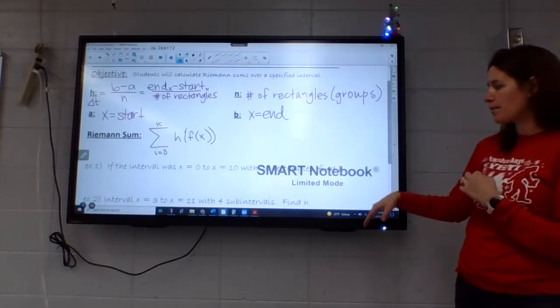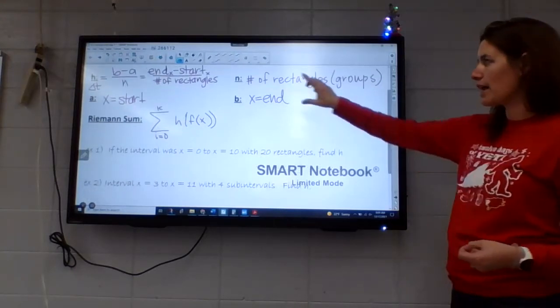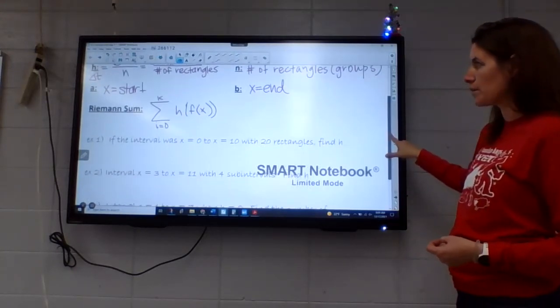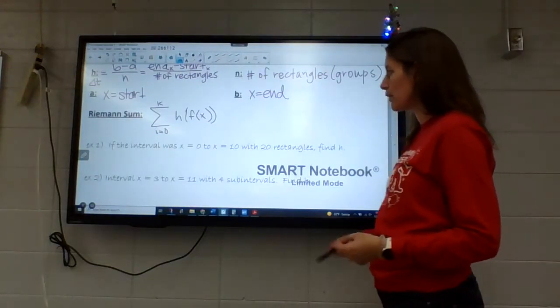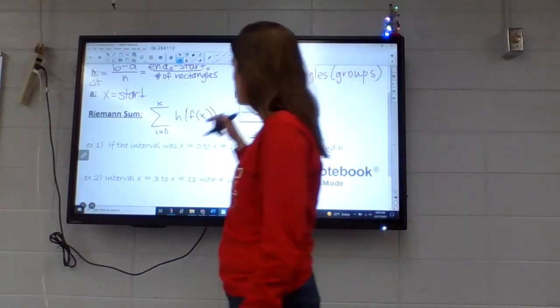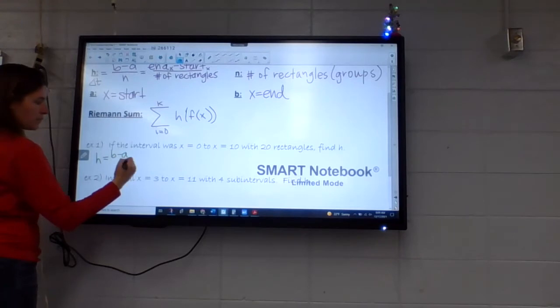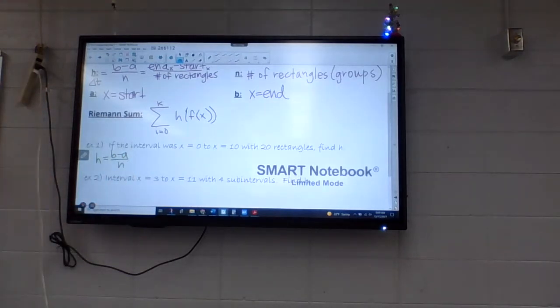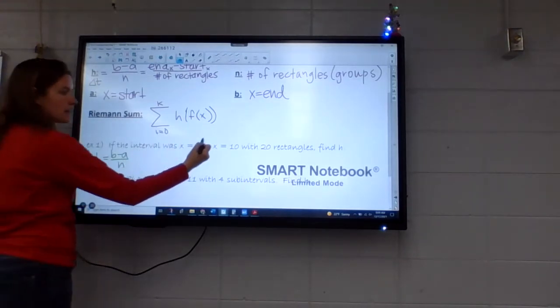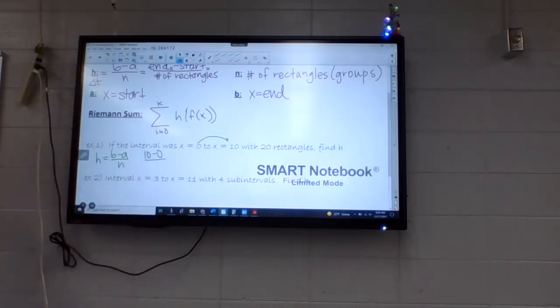So these first few problems here, we're just finding either H or N depending on what they've given us. So we're not really doing a whole heck of a lot other than substituting things into this formula. So the B minus A over N will equal H. So again, we're just going to use that right now. So it goes from 0 to 10. So that's what's going to be on the top, is 10 minus 0. Over the number of rectangles, that's the number of groups I want to do.